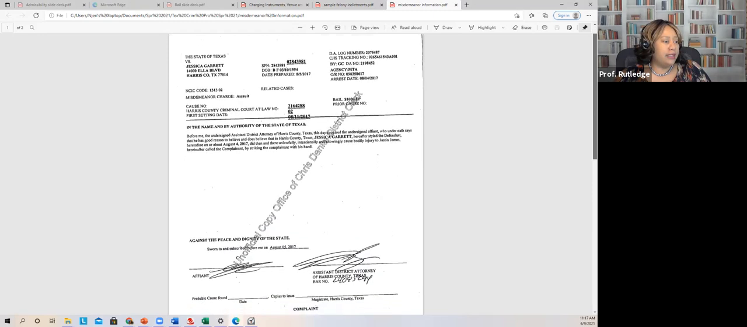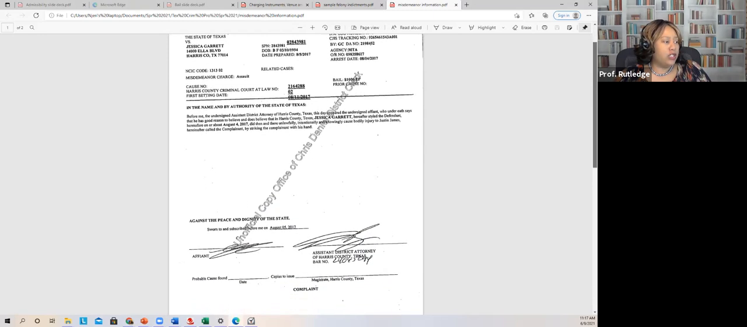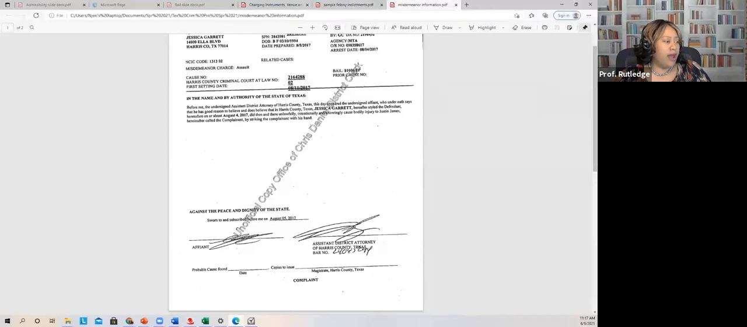We've got State of Texas, we've got Jessica Garrett, we've got the charge, assault, and then we've got the statement: in the name and by the authority of the State of Texas, before the undersigned assistant district attorney of Harris County, Texas, this day appeared the undersigned affiant, who under oath says that he has good reason to believe and does believe, in Harris County, Texas, that this person, the defendant, on this day, unlawfully, intentionally, and knowingly caused bodily injury to that person, the complainant, by striking the complainant with his hand, against the peace and dignity of the state. It's signed by the affiant, that would be that police officer, and the district attorney. Okay, that's the complaint. And the information would do the same thing.